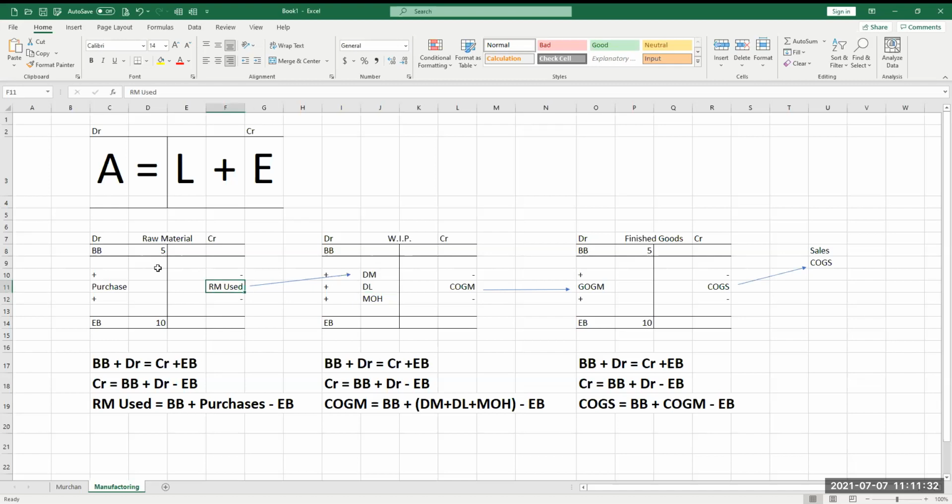Direct material, I can get from the raw materials. Direct labor and manufacturing overhead are going to come directly. So you understand now, in order for the manufacturing company to get the cost of goods sold, first I have to get the cost of goods manufactured. But the cost of goods manufactured, I can get through the work in process account. But direct material, which is part of the work in process, I have to get from the raw materials.